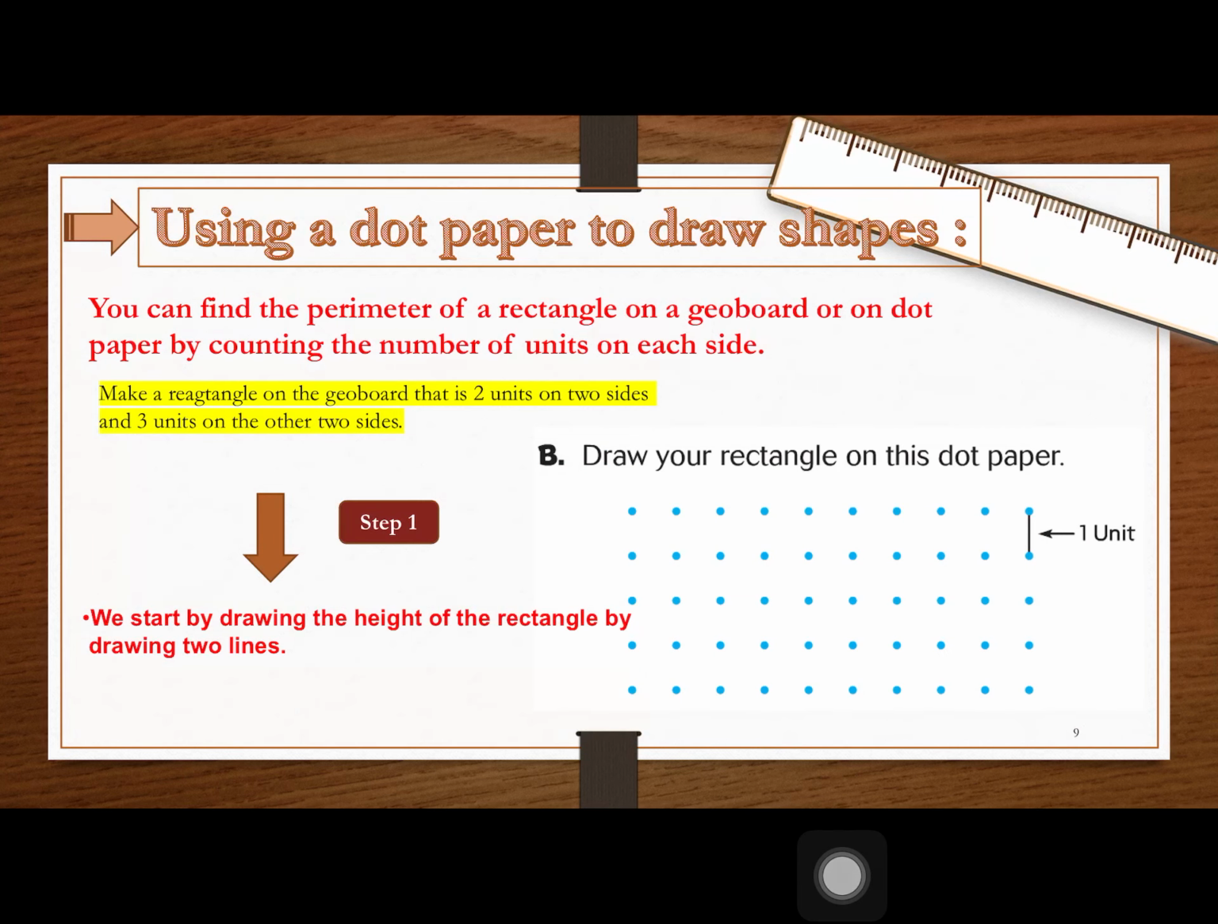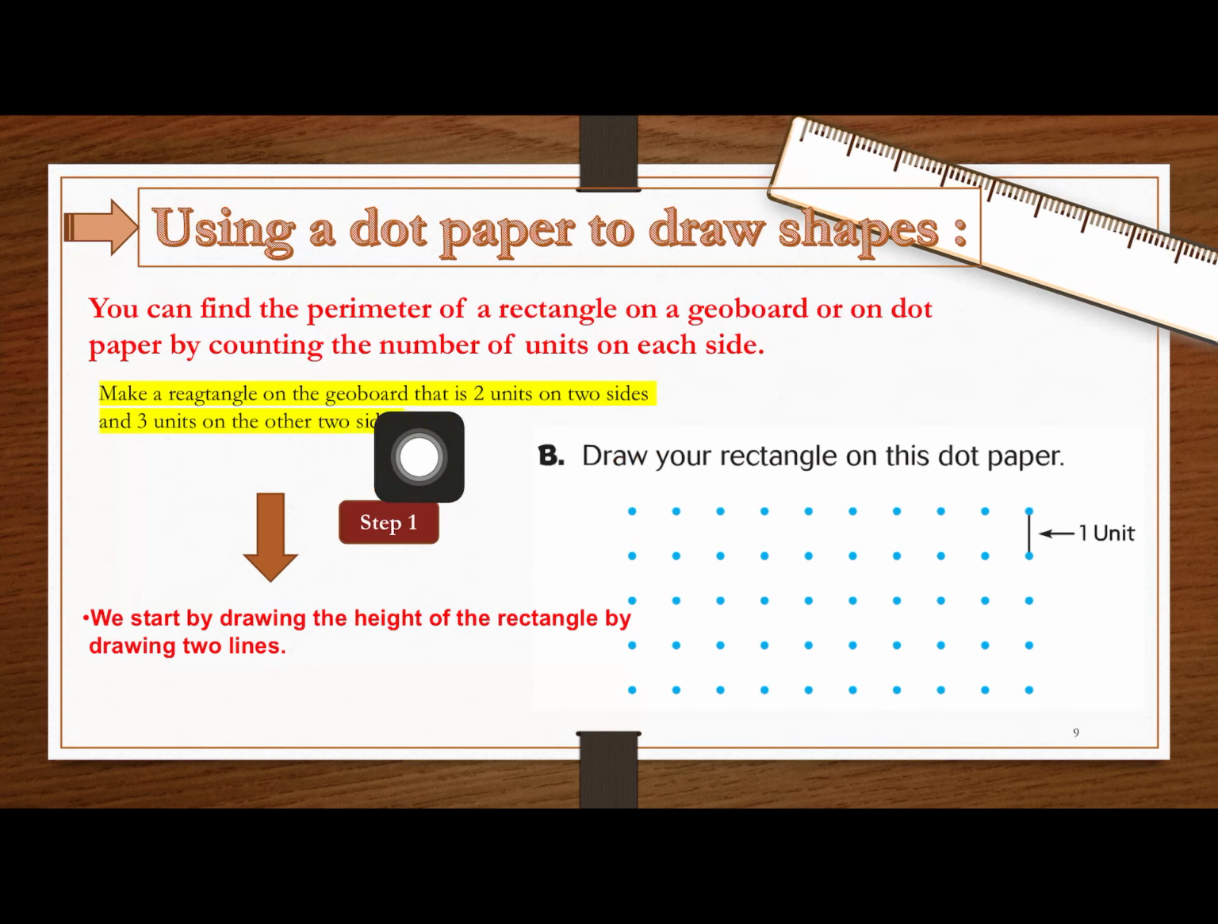All right, we can also use dot paper to draw shapes. You can find the perimeter of a rectangle on a geoboard or on dot paper by counting the number of units on each side. So first what we're going to do is make a rectangle on the geoboard that is 2 units on 2 sides and 3 units on the other 2 sides. So let's start by drawing the height of the rectangle by drawing 2 lines. And just like over here how this is showing you this is 1 unit, when I want you to show me 2 units, we'll have to draw another line.